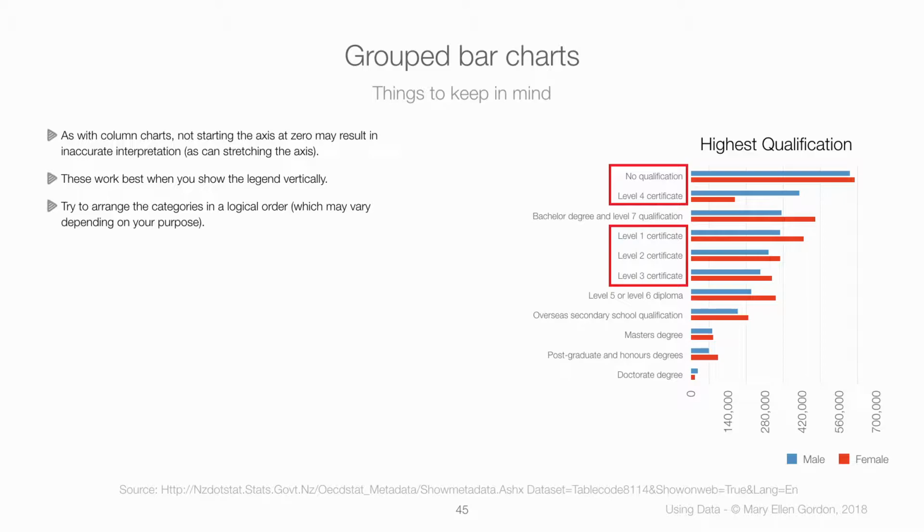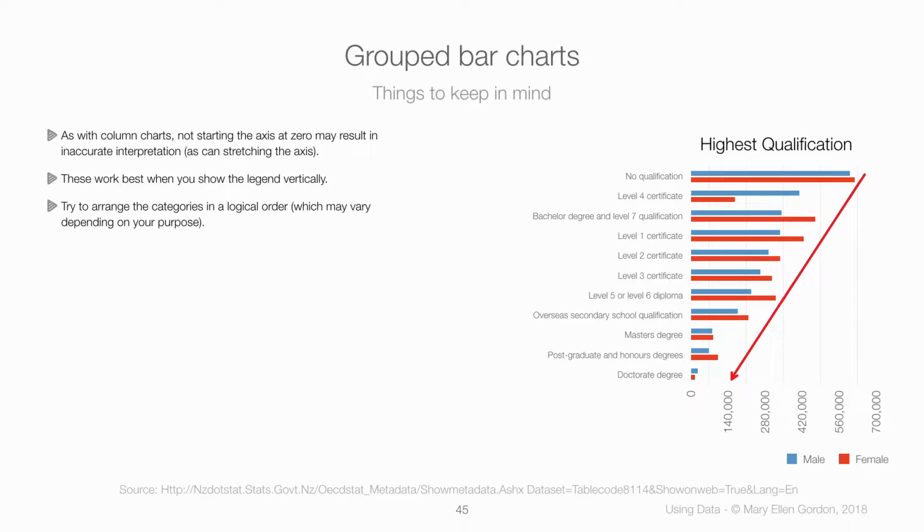So it's not really easy to look and see what the overall trend is, unless what you're trying to look at is what percentage of people have each qualification. So these are arrayed in terms of qualifications that men have. So the greatest number of men have no qualification, then the next most common level of qualification is level 4, and so on down the line. So if that's our purpose, knowing what qualifications men have, this is a logical ordering.